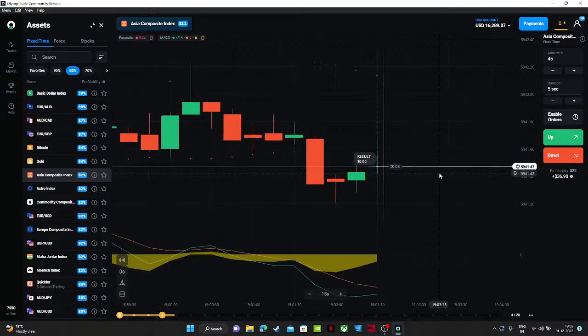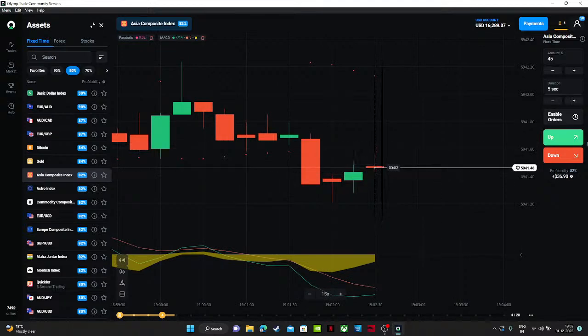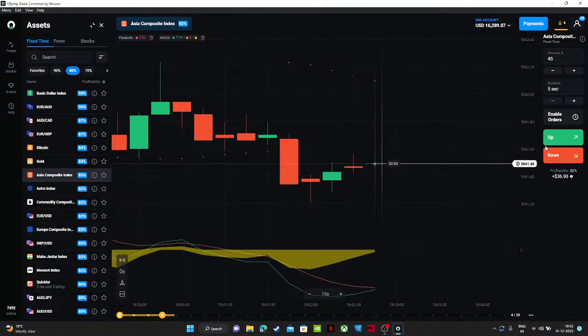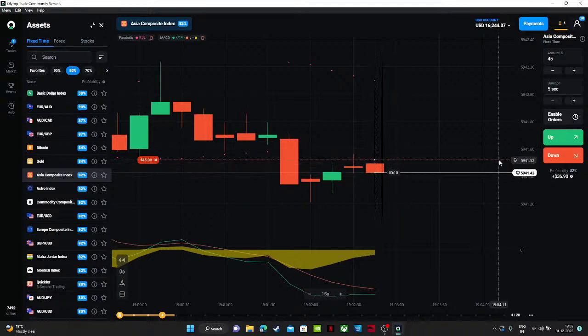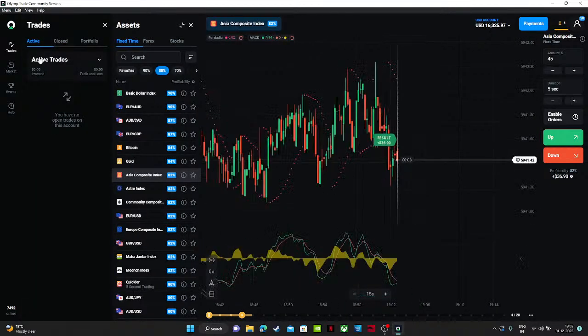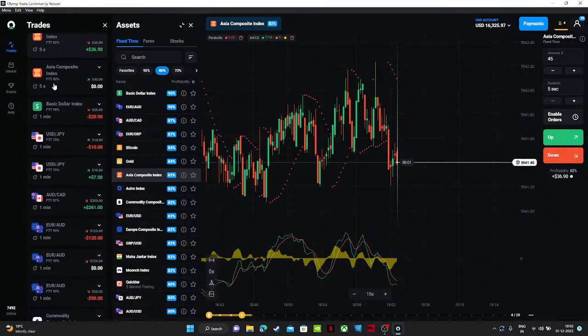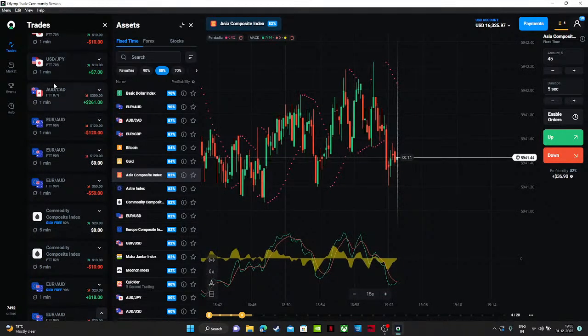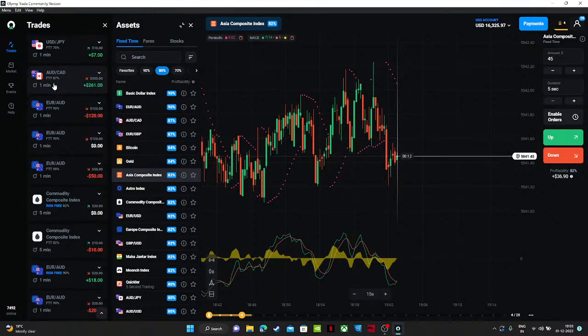You have to be very careful while using the martingale in 5-second trading because the trade expires very quickly, and with some wrong impulsive actions, you can lose your capital. So we won the trade here. The overall situation is now profitable by almost 150 USD.